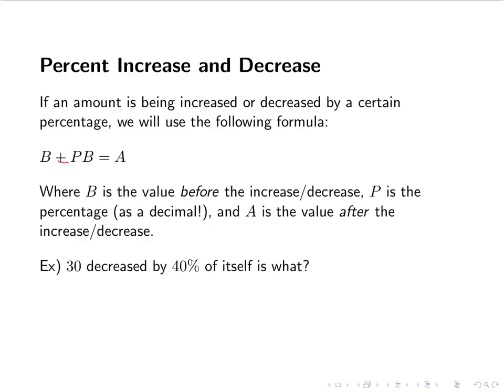So 30 decreased by 40% of itself is what? So 30 is the amount that we're starting with, and then we're decreasing by 40%. 40% as a decimal is 0.4. So that gives us 30 minus 30, so b is in there twice, times 0.4, again 40% as a decimal. That gives us 30 minus 12, which is 18. So 30 decreased by 40% of itself is 18.